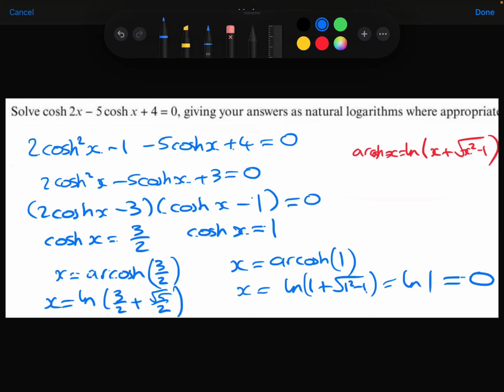So there we go. Those are the solutions, well, 3 solutions, because we got the plus minus there. This will be a positive answer. So there we go.